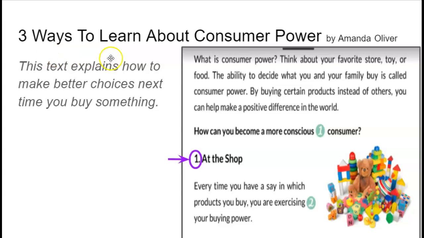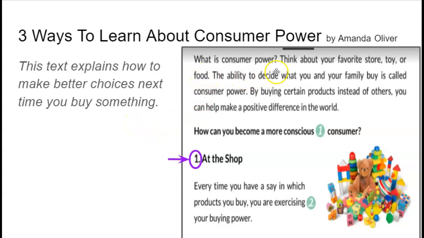So, 3 ways to learn about consumer power. I'm already predicting that this is going to teach me 3 different things about consumer power. And I know that consumers are people who take in things or use things. So we're going to have to find out about how we consume or take in and use things and how we can do it better. So this text explains how to make better choices next time you buy something. Here we go, reading the text.